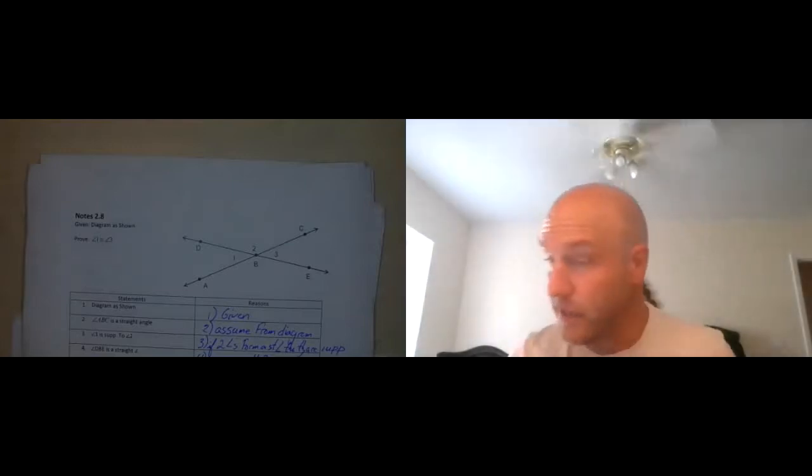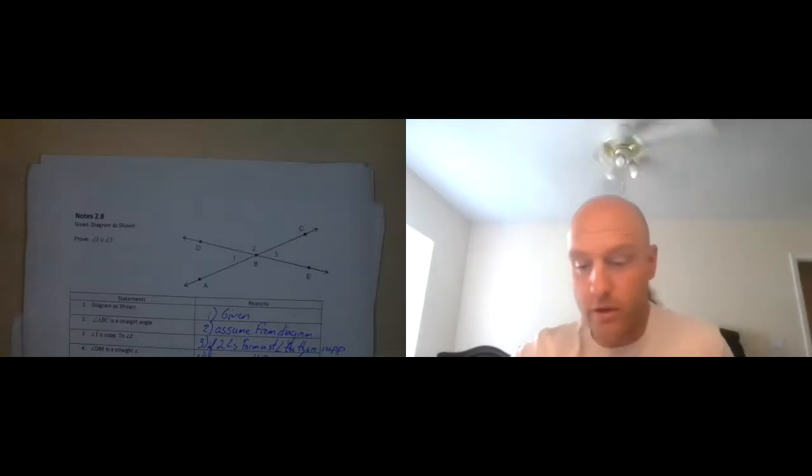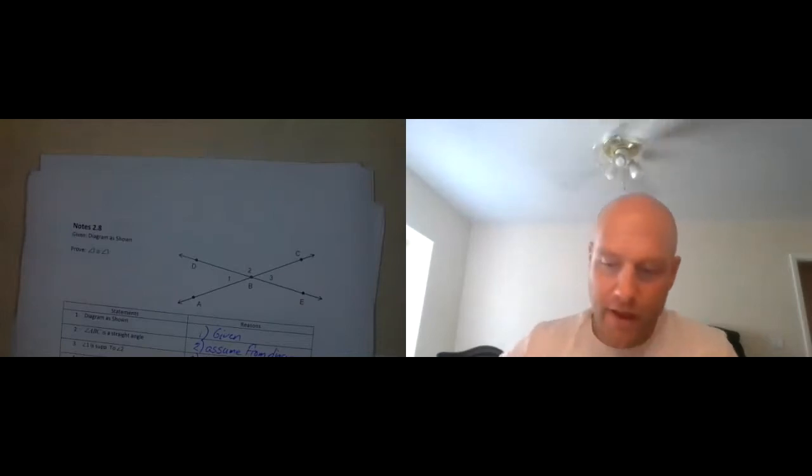Also, angle 2 and angle ABE, B is a point, so we can't really call it angle B. Angle 2 and angle ABE are congruent because they're vertical angles. If angles are vertical, then they are congruent. Simplest theorem of presumably the year, this vertical angle thing, and done.